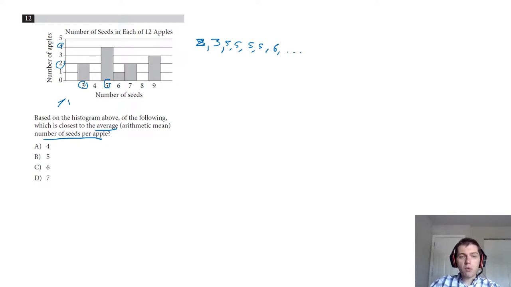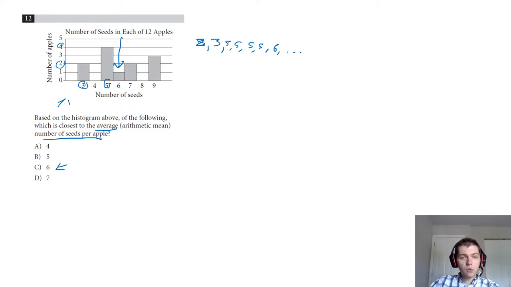Now this type of problem, histograms are really good at, you can sort of eye up the mean from a test taking perspective. What I'd probably do is take a look at this, say, yeah, it's probably about six, just looking at that histogram, and bubble in C with the intention of coming back to it if I have time to do it right.